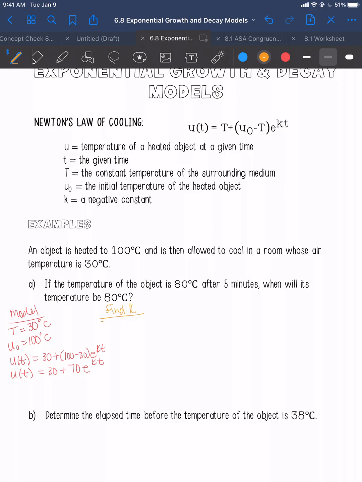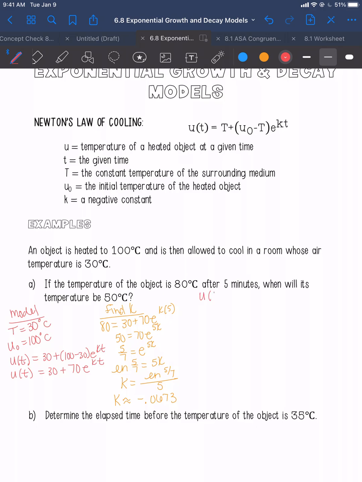So find the value of k by saying 80 equals 30 plus 70 e to the k times 5. If we subtract 30 from both sides, we have 50 equals 70 e raised to the 5k. Divide both sides by 70 and we get 5/7 equals e to the 5k. The natural log of 5/7 equals 5k. So k equals the natural log of 5/7 all divided by 5, giving you a constant of negative 0.0673.